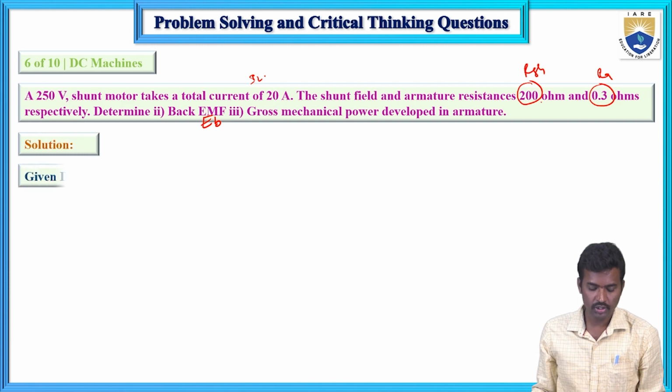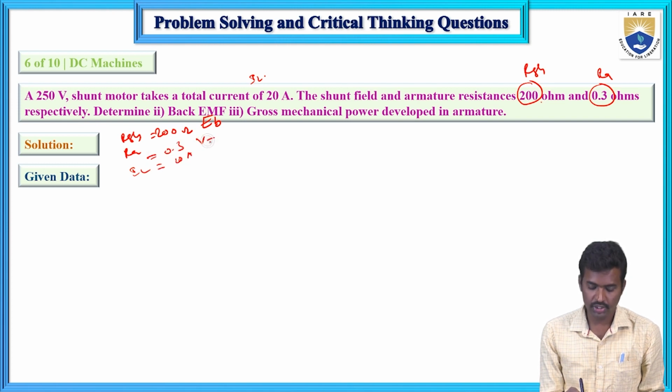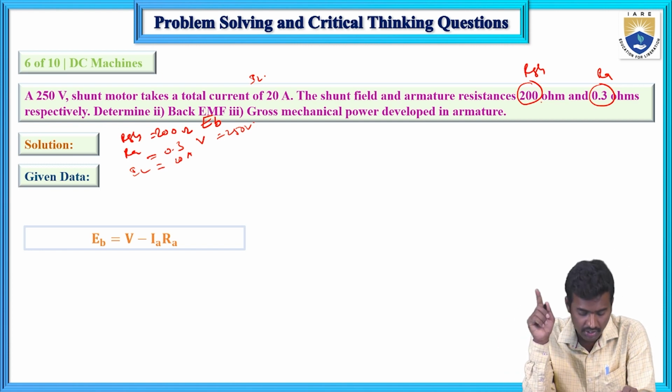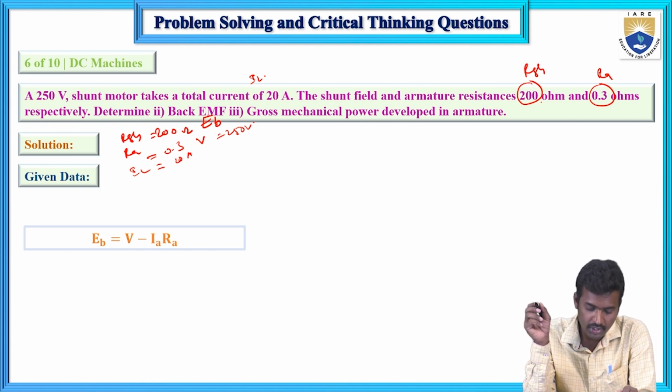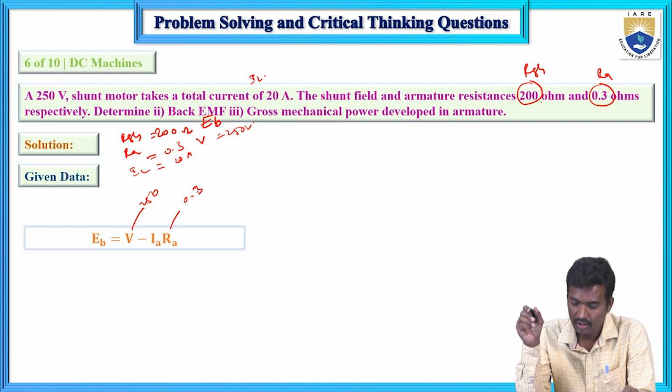Moving on to the solution, the given data: RSH is 200 ohms, RA is 0.3, IL is 20 amps and the supply voltage is 250 volts. Now the related formula: EB is equal to V minus IARA. Here this is V, 250, and this one is 0.3. And what about IA and RSH?